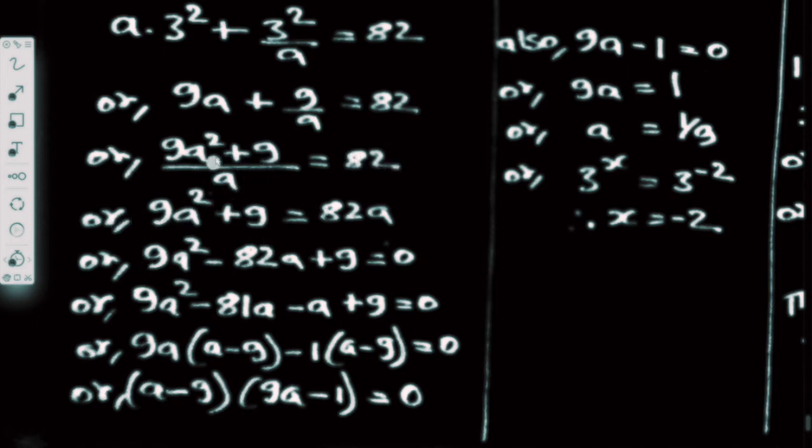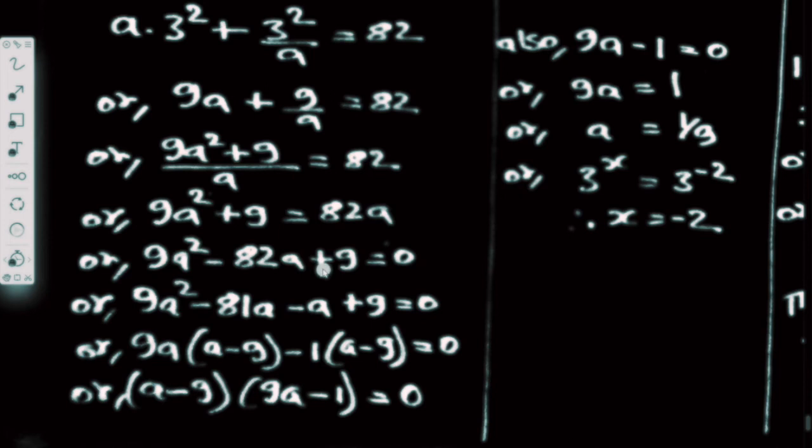So 9a square, this upper one, plus 9, this is upper one, and a should be multiplied with this 82. So a into 82 is 82a. Or 9a square minus 82a plus 9 equals 0. It means this 82 has changed its side. If we change the side of 82, plus comes as minus. So here the plus sign is changed into minus when the side is changed: 9a square minus 82a plus 9 equals 0. Or 9a square minus 81a minus a plus 9 equals 0.